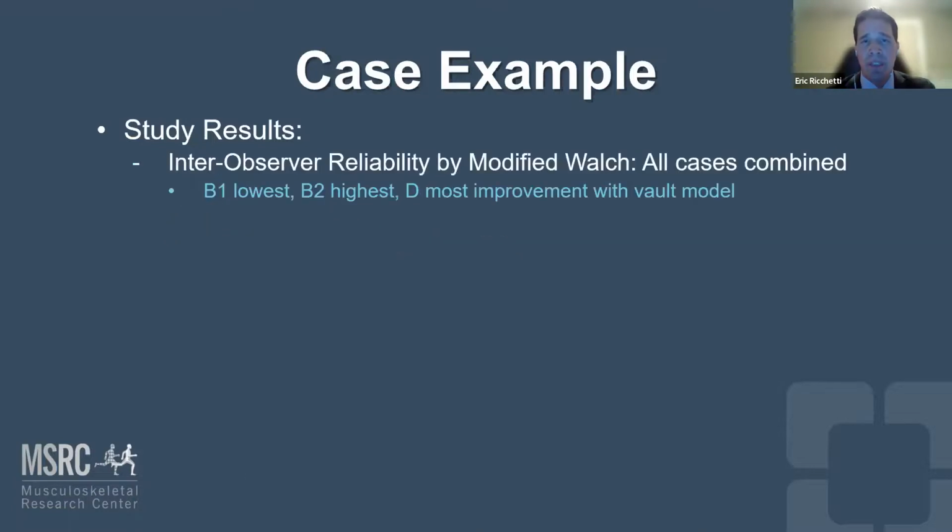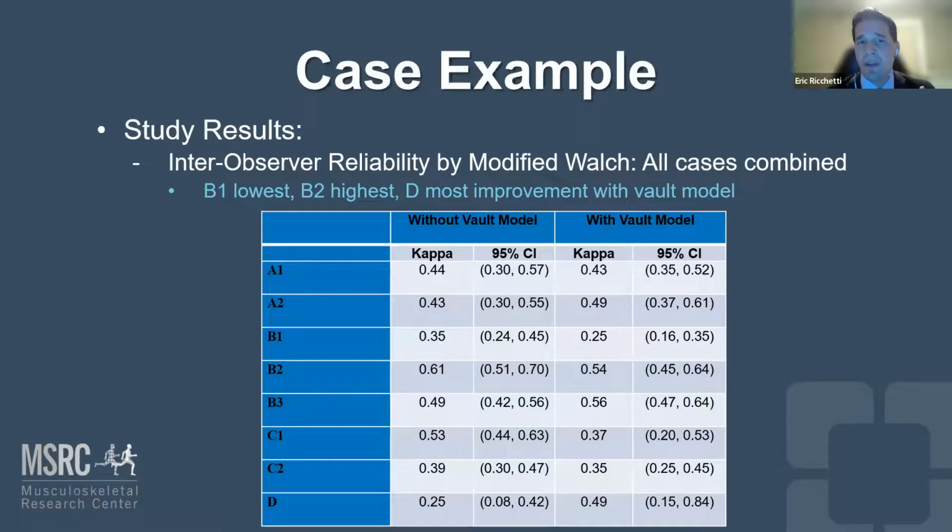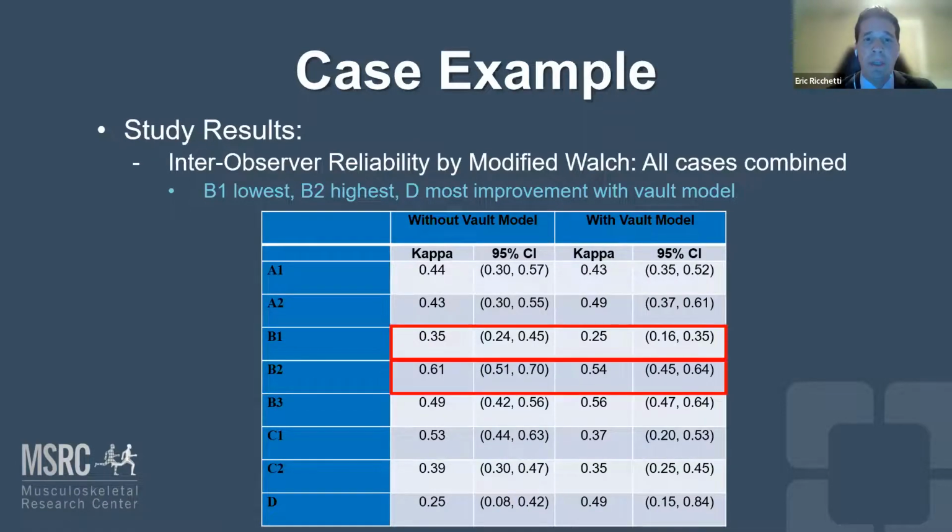And then we looked at the individual modified Walsh cases. We actually found that the B1 glenoids had the lowest level of reliability. The B2 glenoids had the highest level, probably because they have the characteristic biconcave appearance, and that the D glenoids, or the cases with anterior bone loss, had the most improvement in being able to be identified when the vault model was placed. So this was a nice initial study to bring the group together.